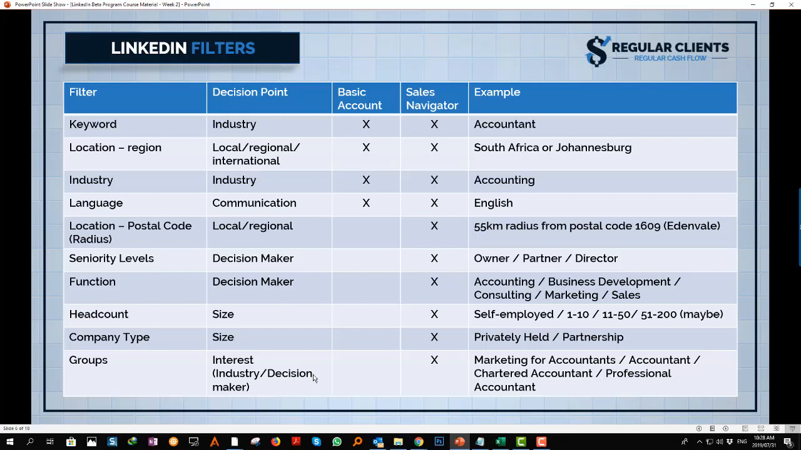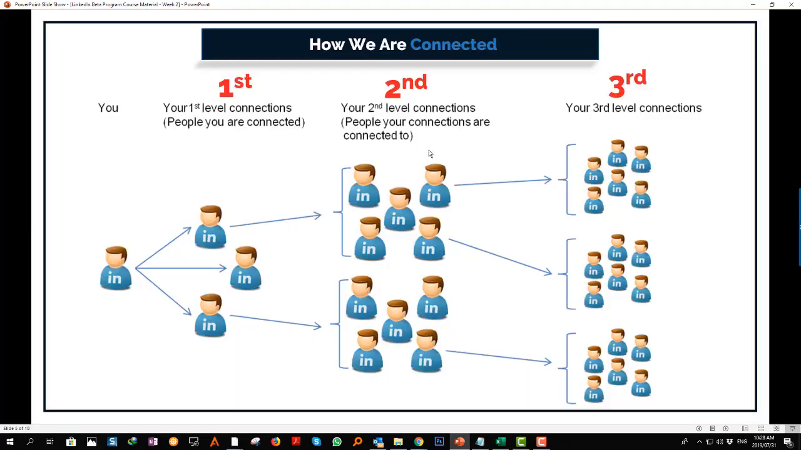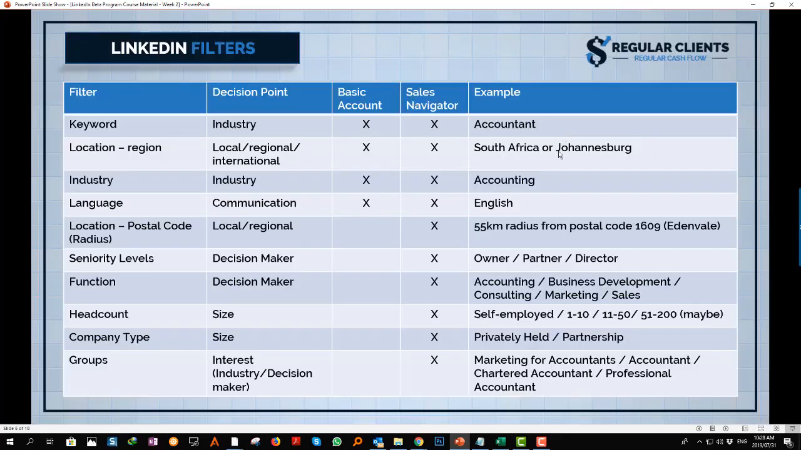So the nice thing about that is that when you go into the group, remember I said to you that they are part of your connections. So first level, second level, third level, plus group members are all part of your LinkedIn connections. So if that is the case, and we go into a group and somebody has already said, okay, well, I'm an accountant interested in marketing, then I would go through that group.